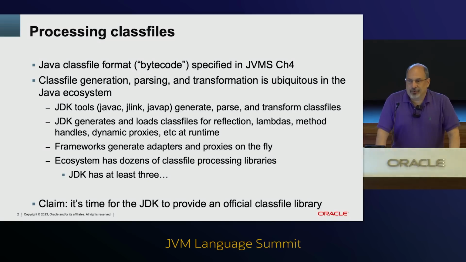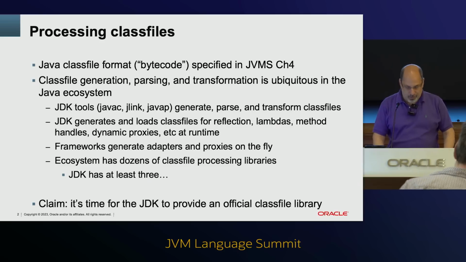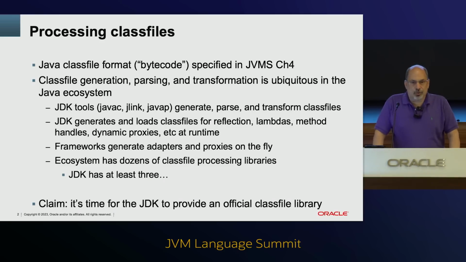So class file processing is, on the one hand, this sort of under-the-hood detail that only geeks pay attention to. On the other hand, it really is quite pervasive through the ecosystem. So there are, of course, tools in the JDK that parse and generate class files, like the compiler. The JLink tool will transform class files on the fly. And the JDK uses class file generation in a lot of places to speed up reflection, to implement lambda proxies for lambda forms, for dynamic proxies. And a lot of frameworks in the ecosystem will generate adapters and proxies on the fly just as part of their ordinary doing what they do.